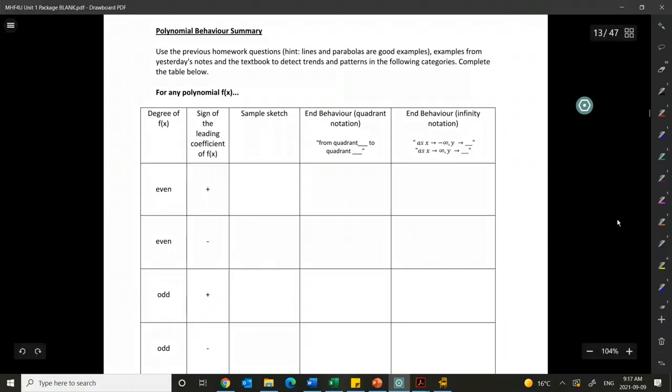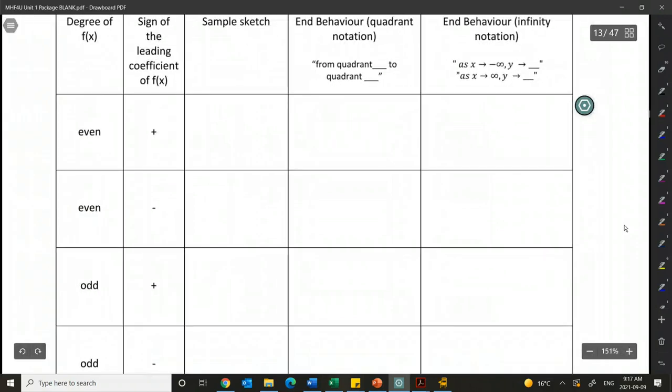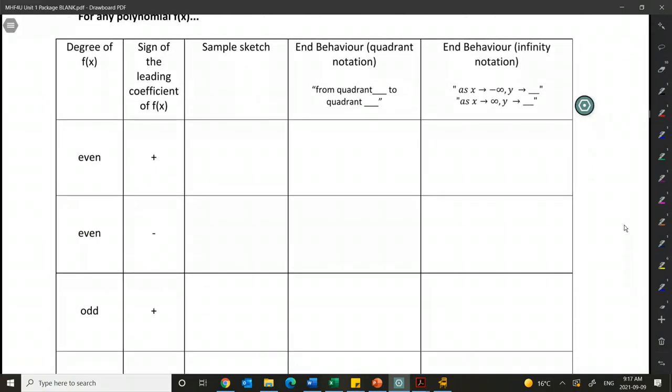And there's 4 combinations that we can have. I can have an even degree polynomial with either a positive or negative leading coefficient, or I can have an odd degree polynomial with the same thing, positive or negative leading coefficient. So I want to look at an example where we have an even degree polynomial with a positive leading coefficient. Can someone give me a number from the homework that fits this description? Even degree, positive leading coefficient from your homework.